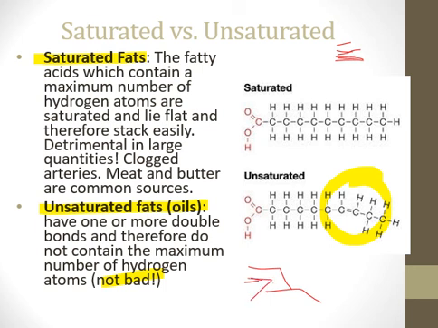So we'll kind of go back over the idea. Saturated fats can clog arteries because they can stack. And what it means is they have the maximum number of hydrogen atoms, so they all have the single bonds here. Unsaturated will have double bonds, and so it causes a kink in it, and it prevents the fats from stacking.